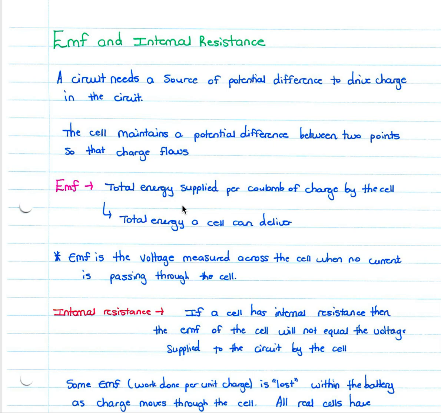Now EMF is the total energy supplied per coulomb of charge by the cell. So it's the total energy a cell can deliver. And remember that your cell is your battery or your source of energy. EMF is the voltage measured across a cell when no current is passing through the cell. So if you disconnect or you break the circuit, then EMF is the voltage measured across the cell.